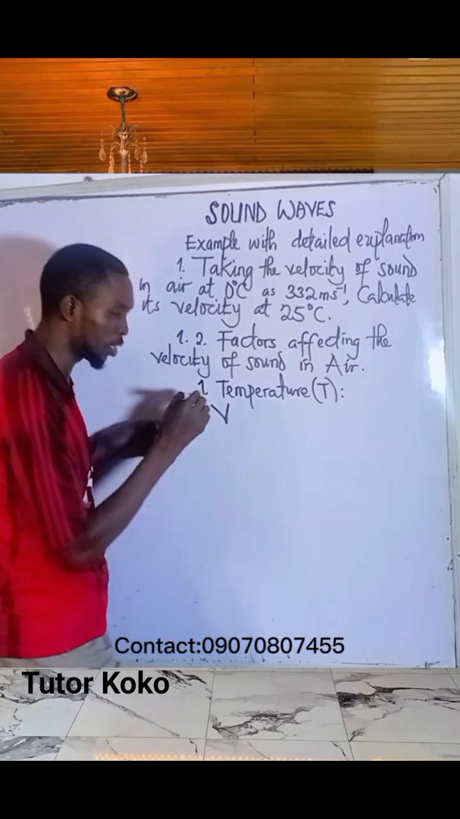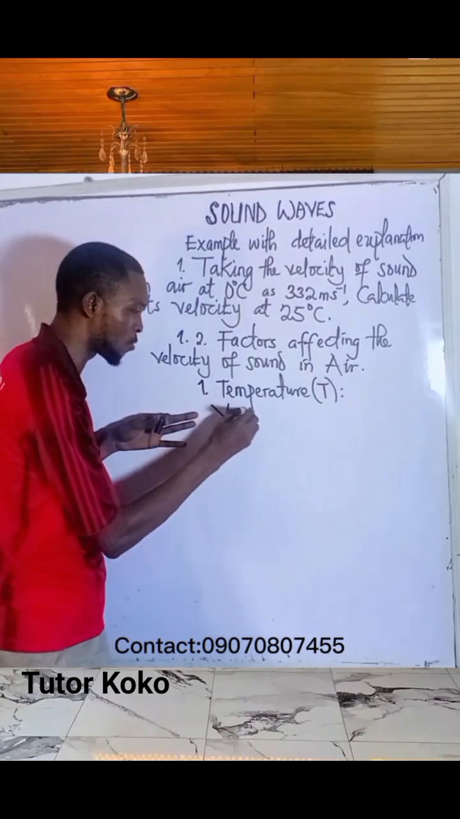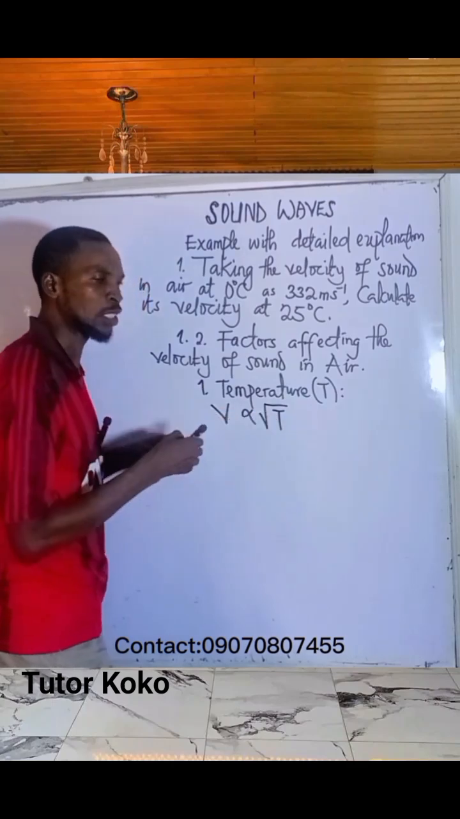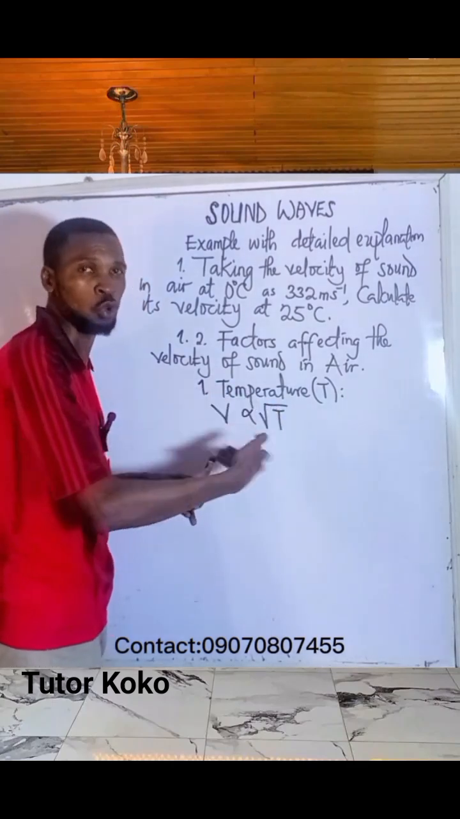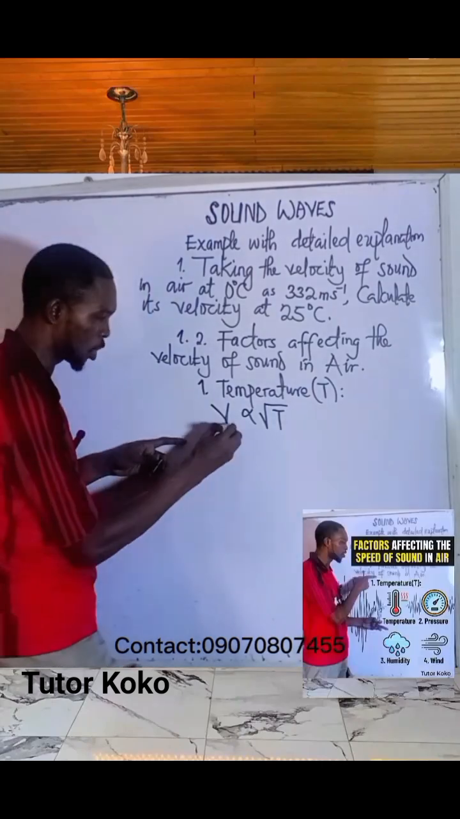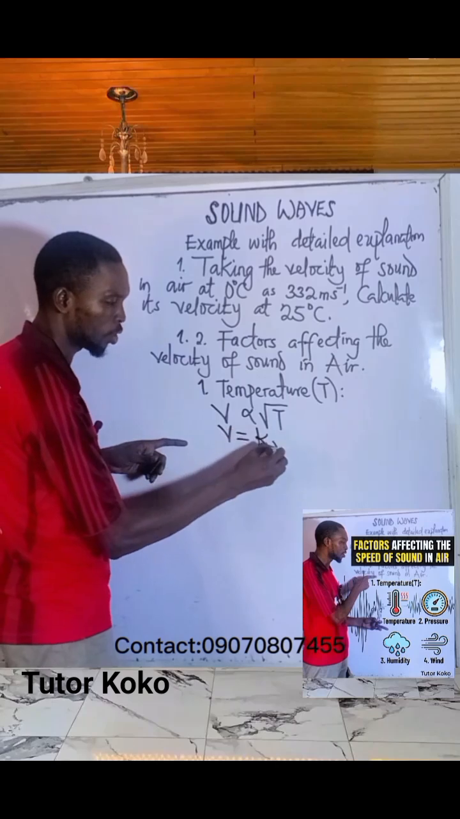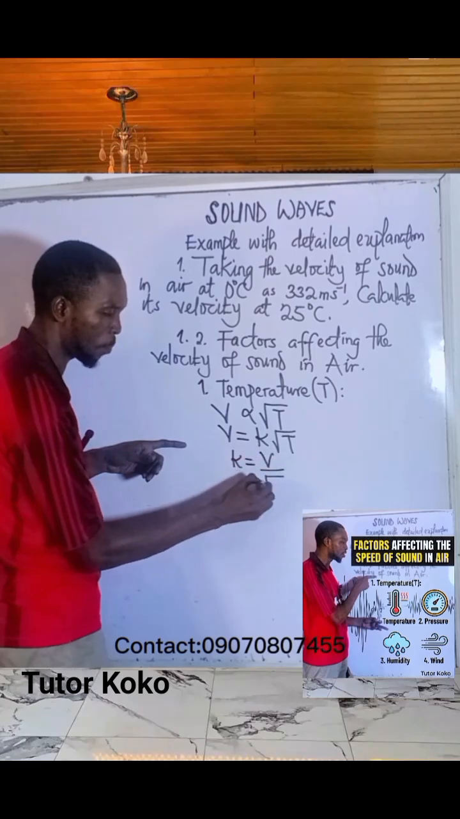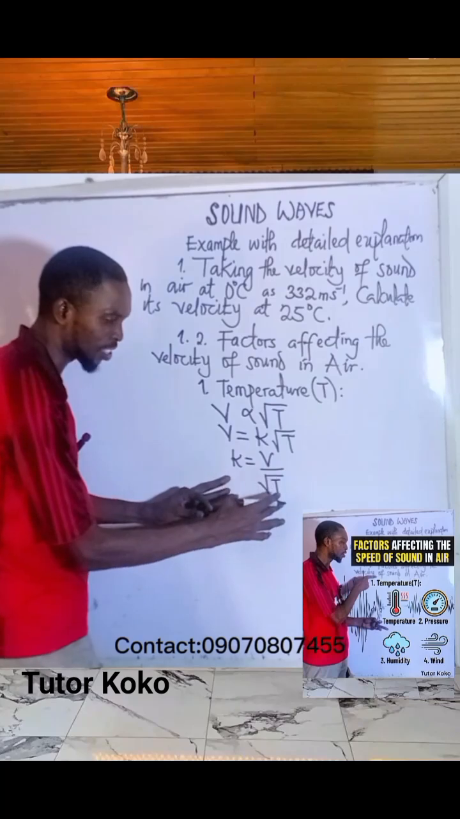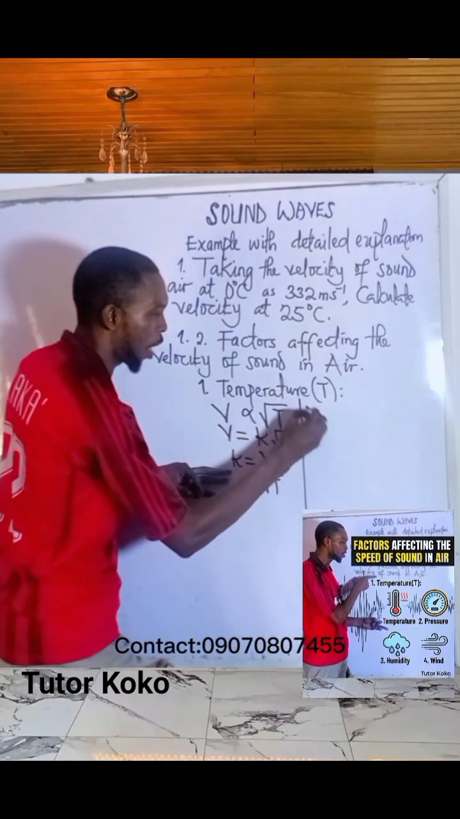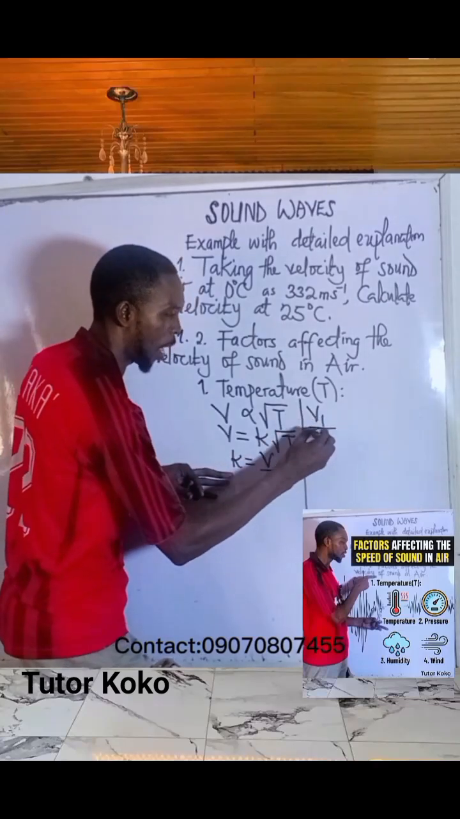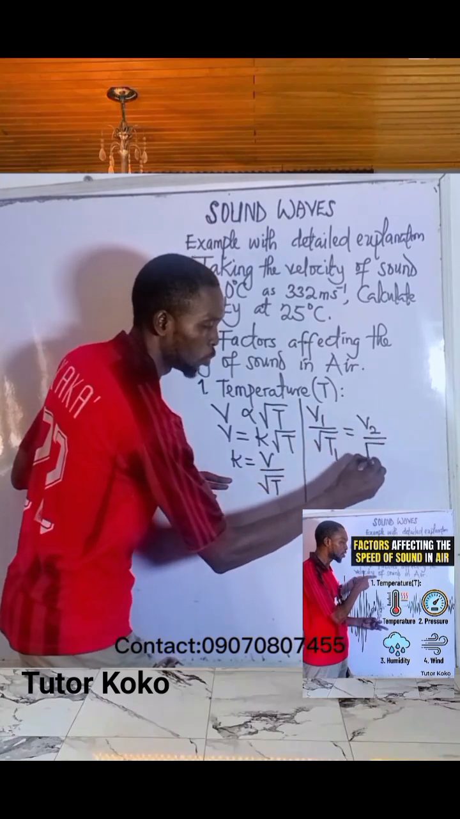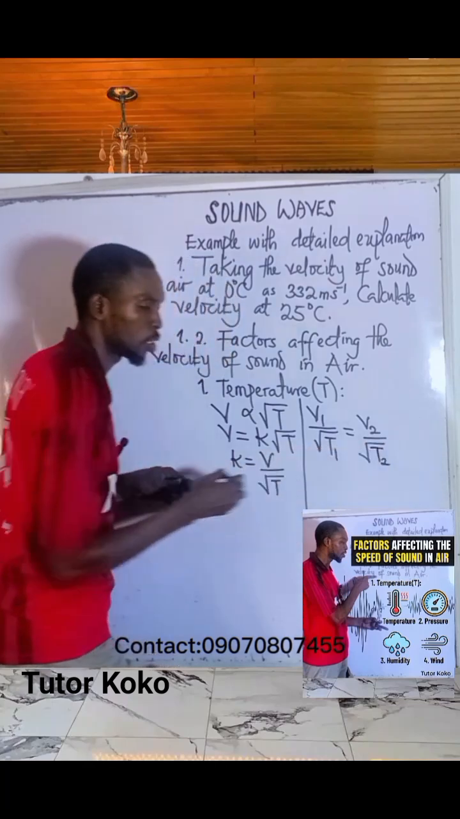Mathematically, if this is the velocity of sound in air, we're made to know that the velocity of sound in air is directly proportional to the square root of the thermodynamic temperature. That is the absolute temperature. So moving further, we have V = K√T. Now finding K, K = V divided by the square root of T. Then we can express this in this form: V1 divided by square root of T1 is equal to V2 divided by square root of T2.